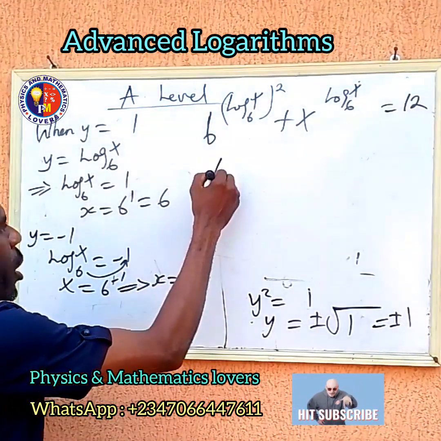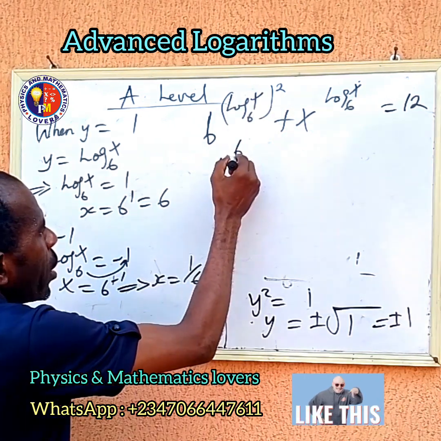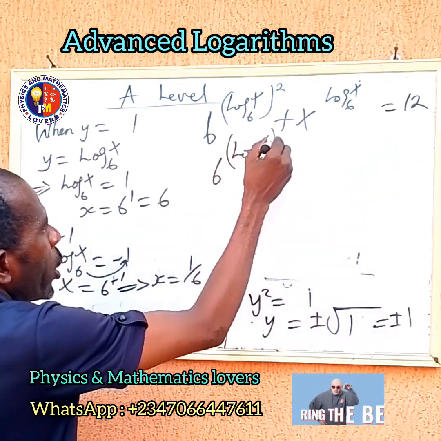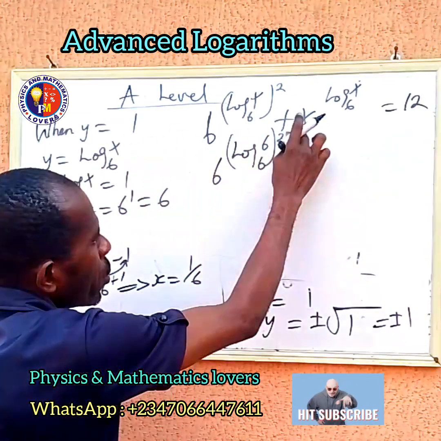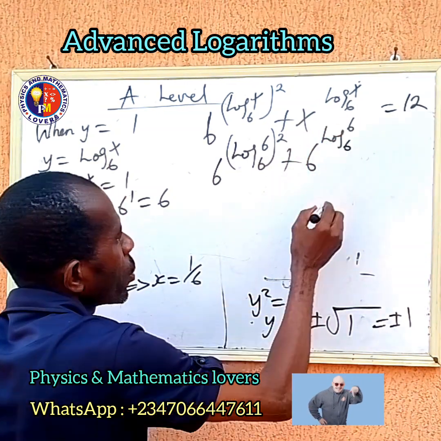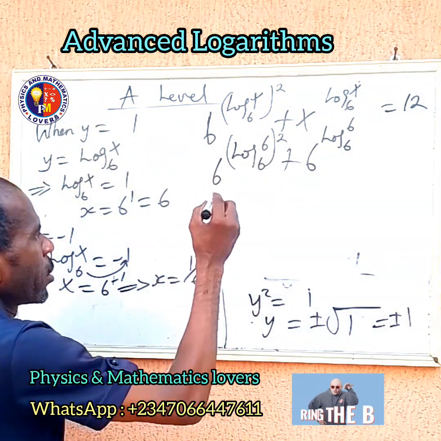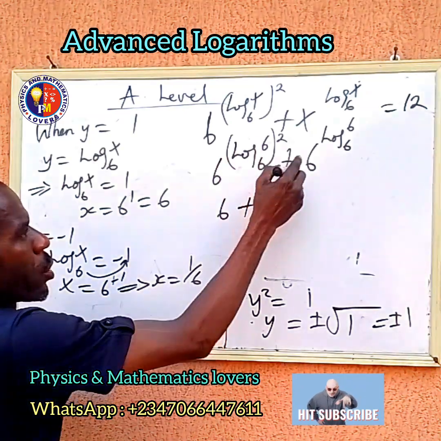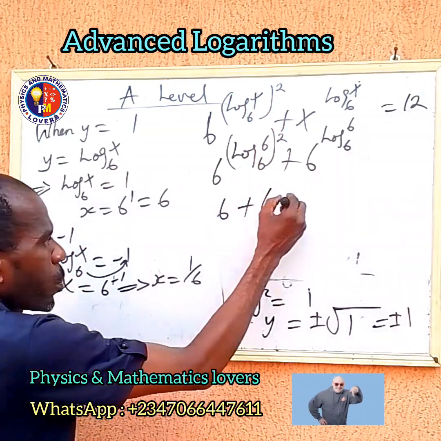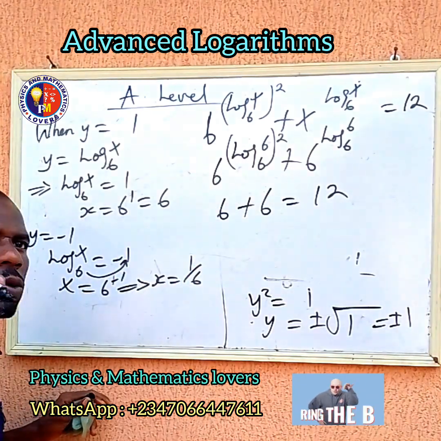So now we have 6 here raised to power log, wherever you see x, now put 6 there. We have 6 raised to power log 6 to base 6, all squared, plus 6 raised to power log 6 to base 6. Now let us see. Log 6 to base 6, the log of any number to that same number is what? 1, which means 6 raised to power 1 squared is 1, plus log 6 to base 6 is also 1. 6 raised to power 1 is 6. Then 6 plus 6 is equal to 12. So it means x equal to 6 is valid. So that one is taken.